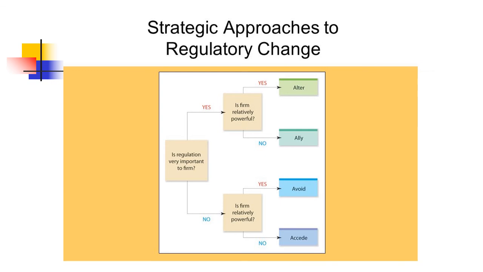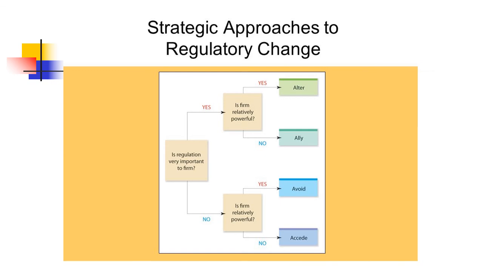The first question is: is the regulation important for the firm? If the regulation is important for the firm, you ask the second question, which is: is the firm relatively powerful, right? So if the regulation is important for the firm, and if the firm is relatively powerful, then you might be able to alter the regulation, right?